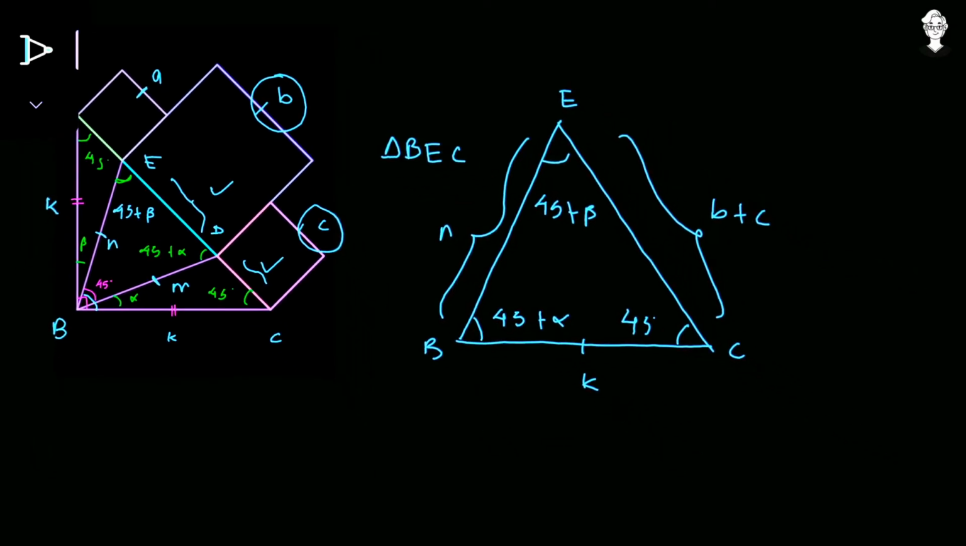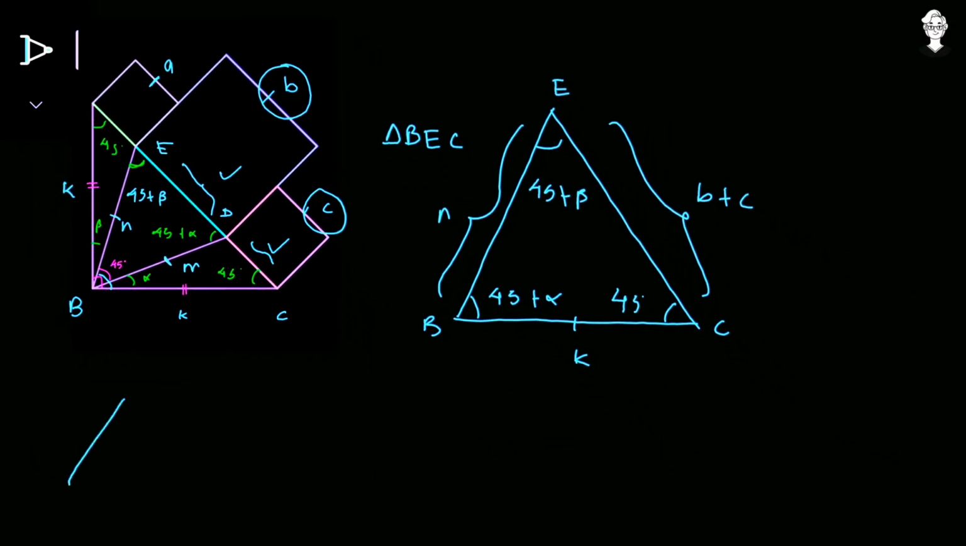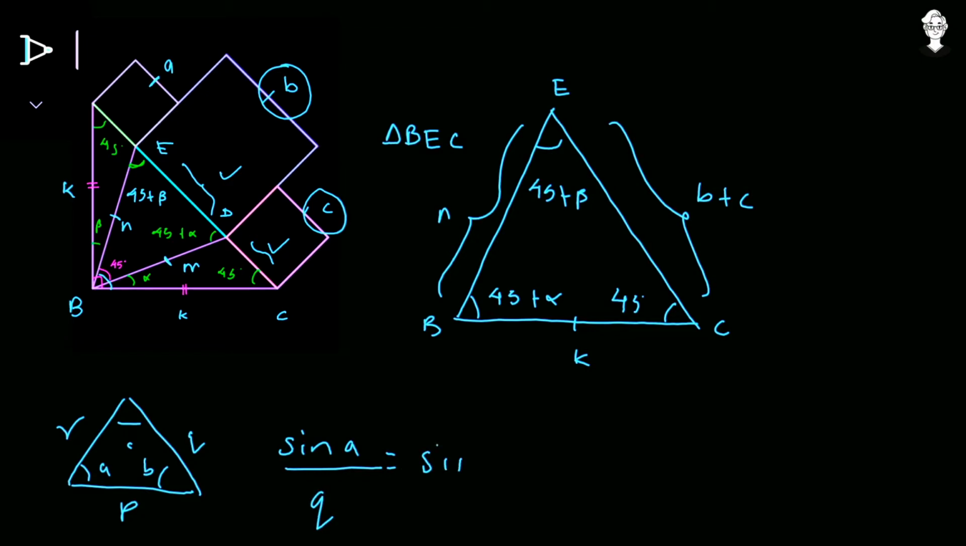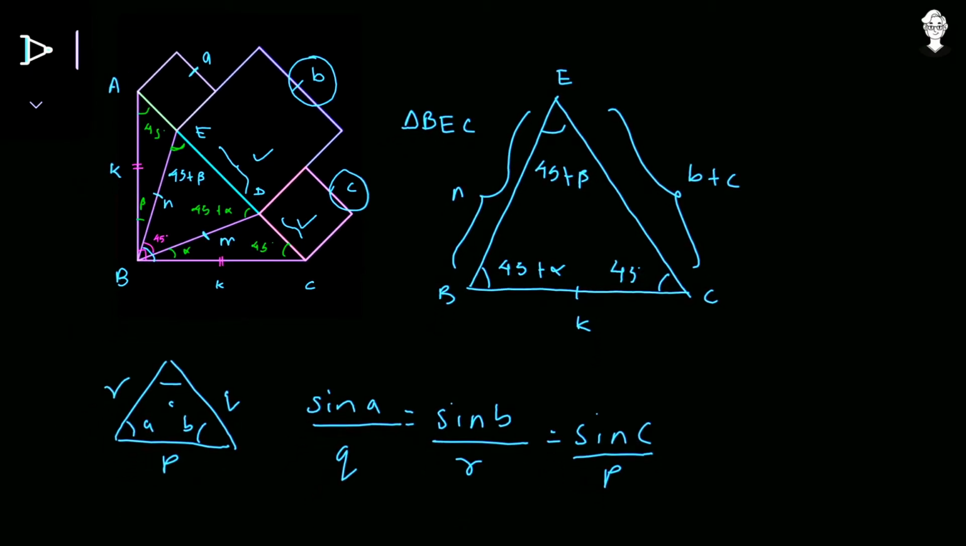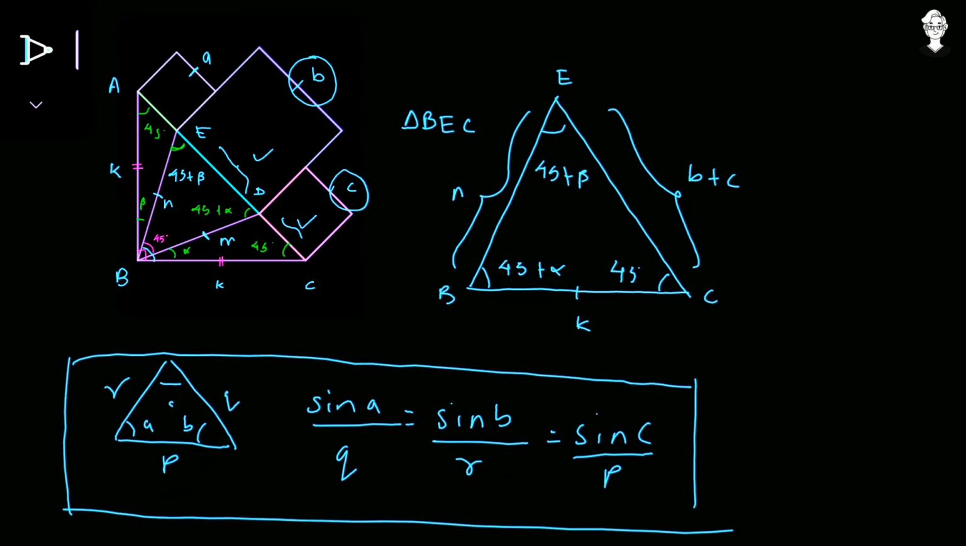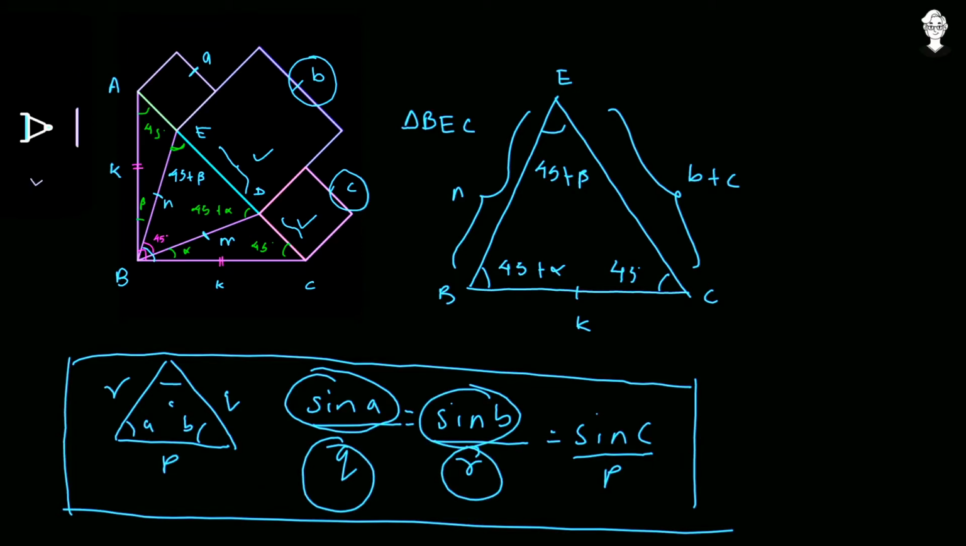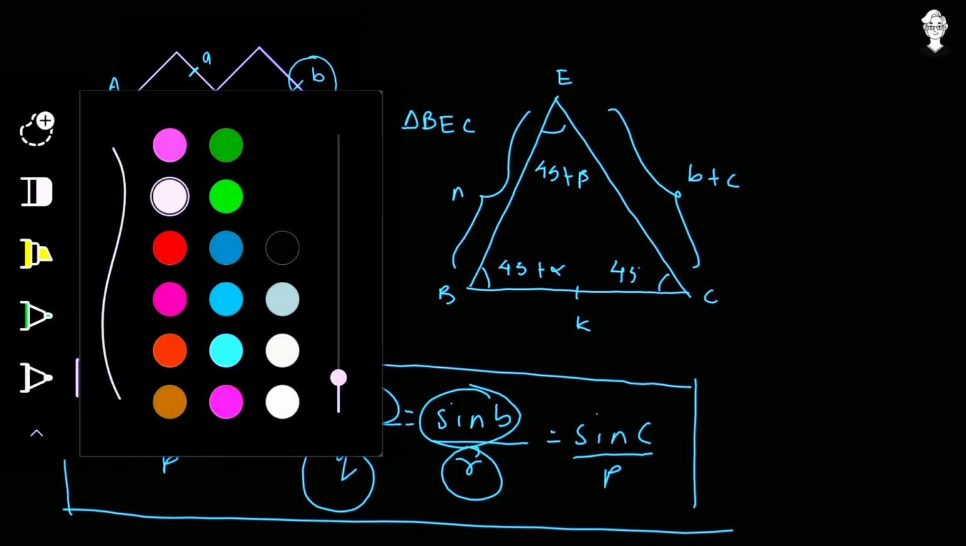Now what we will do is use the sine rule. The sine rule says that if there is a triangle with angles A, B and C, and opposite sides P, Q and R, then sine of A upon its opposite side, that is Q, is equal to sine of B upon its opposite side, that is R, and that is equal to sine of C upon its opposite side, that is P. So this is the sine rule. If there's a triangle, the three angles and the three sides, then sine of that particular angle upon its opposite side is equal to sine of another angle of that same triangle upon its opposite side, and so on. So we will just use this sine rule in this triangle.